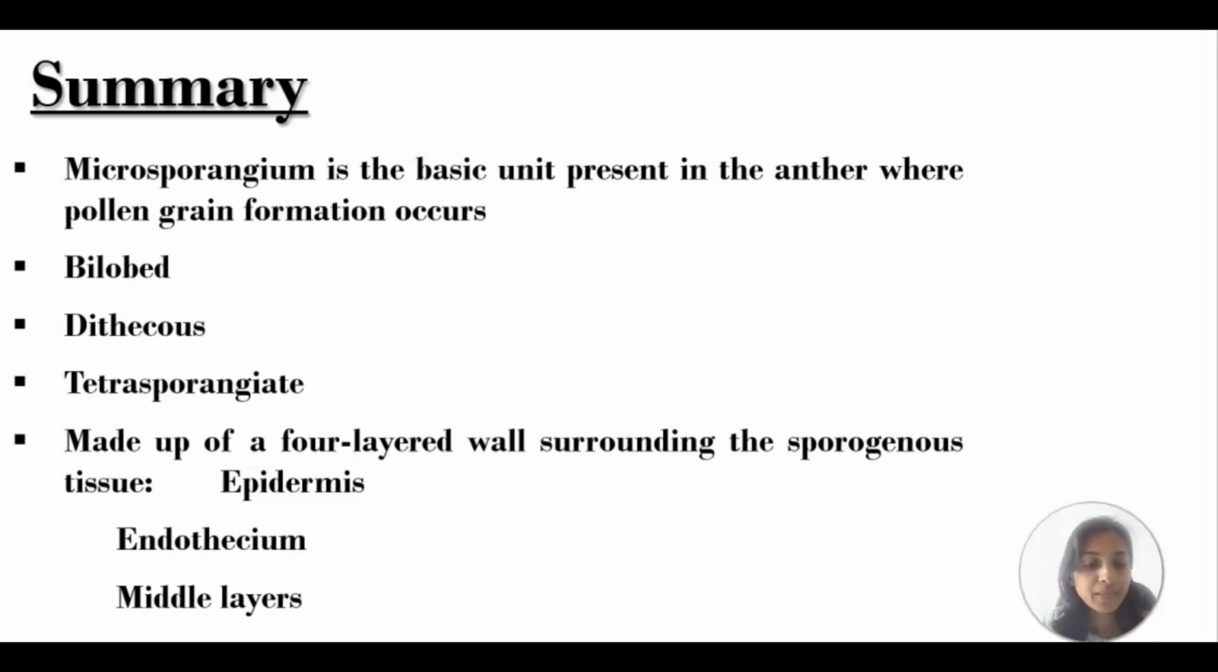The walls of the tapetum cells break open to release the cytoplasm. The cytoplasm flows towards the sporogenous tissue and this acts as the nourishment to the sporogenous tissue. Tapetum cells are multinucleated due to the endomitotic mechanism.